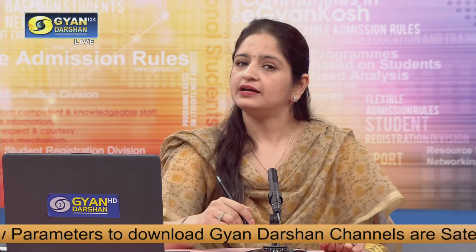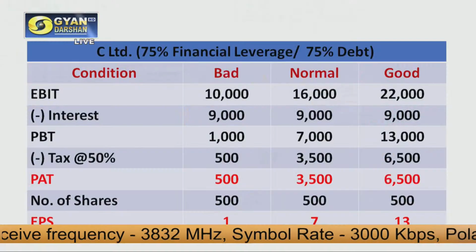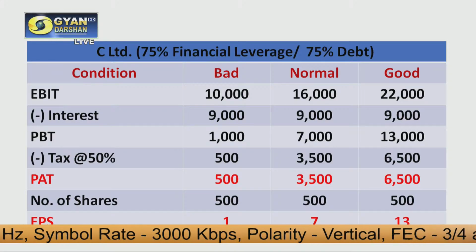Okay. Similarly, we can see the case of C Limited here, which is a 75% financially leveraged firm, and 75% amount is raised through debt and 25% amount is raised through equity. In this case also, the EBIT amount will remain the same, that is 10,000 in bad scenario, 16,000 in normal scenario, and 22,000 in good scenario.